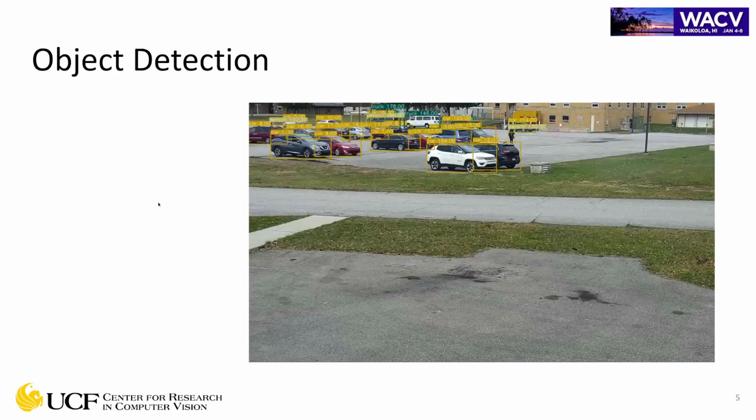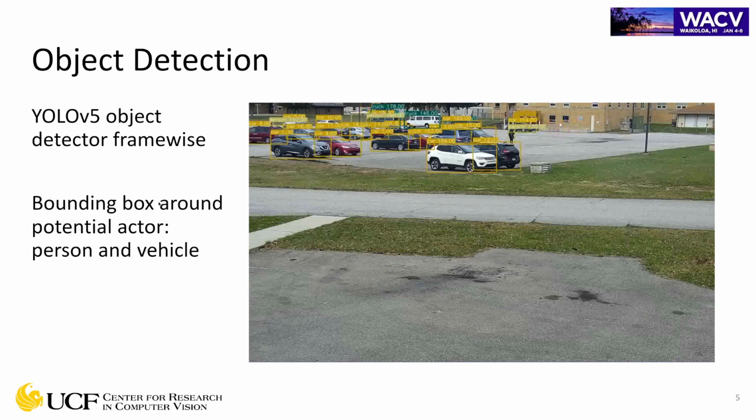Here we have an example of object detection. The YOLOv5 object detector operates on 2D images, so we use its detections every few frames. This creates bounding boxes around any potential person or vehicle actor.